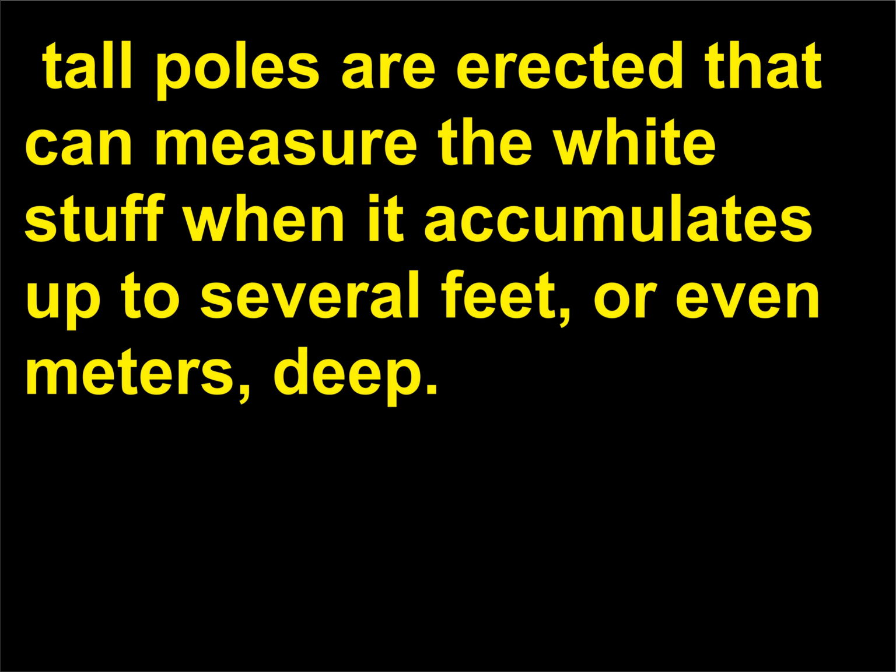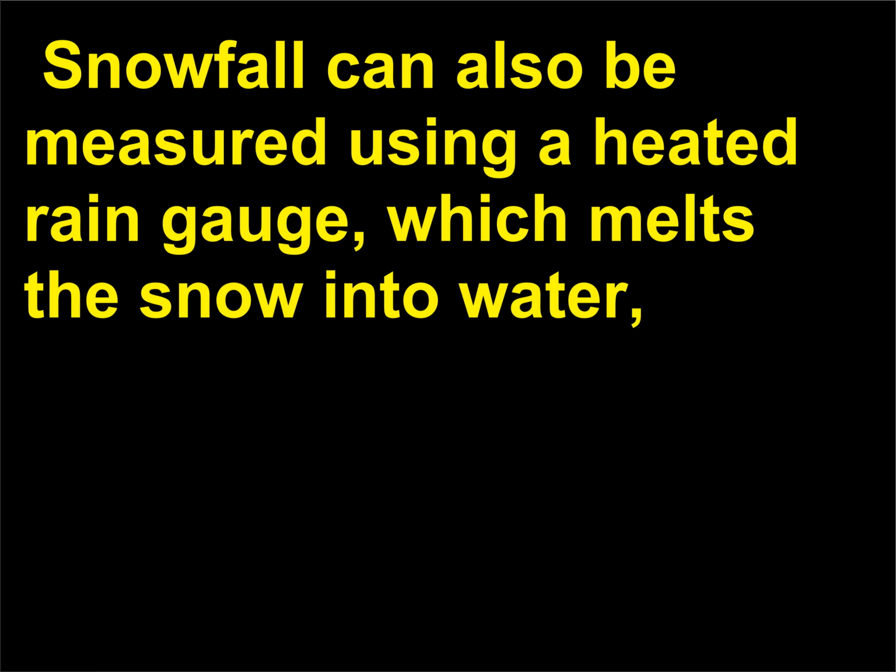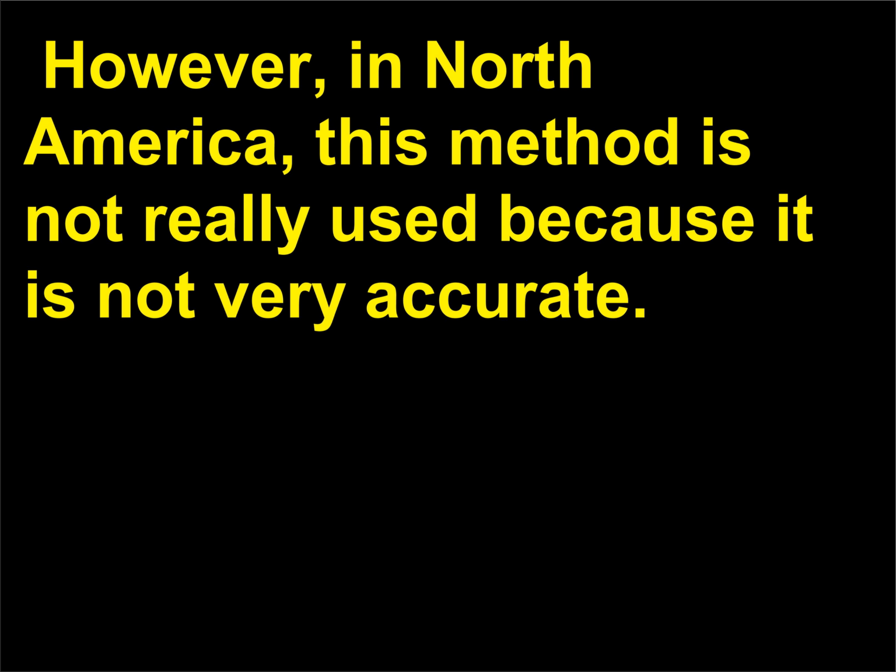Snowfall can also be measured using a heated rain gauge, which melts the snow into water. Then converts it back to estimated snow levels by using the formula that 1 inch of rainwater roughly equals 10 inches of snow. However, in North America, this method is not really used because it is not very accurate.